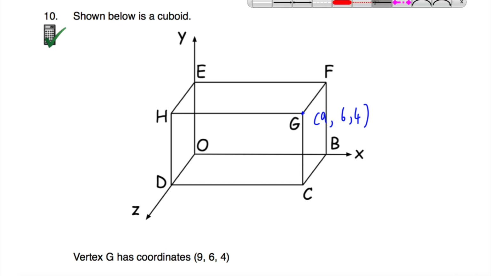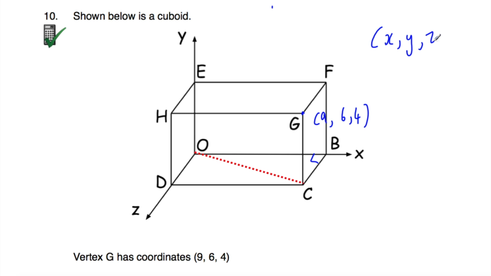So let's draw that line on our diagram from O to C. And we're going to be using Pythagoras' theorem again here, because as you can see, we've got this right angle triangle. And because we know the coordinates of the point G, remember, they're in the form x, y, and z. So our x coordinate is 9, so that's 9 across here. So that means the length of that side of the triangle is 9. And then we want to find this length here. Now, in terms of that direction, that's the z-axis direction, so it's going to be our 4.